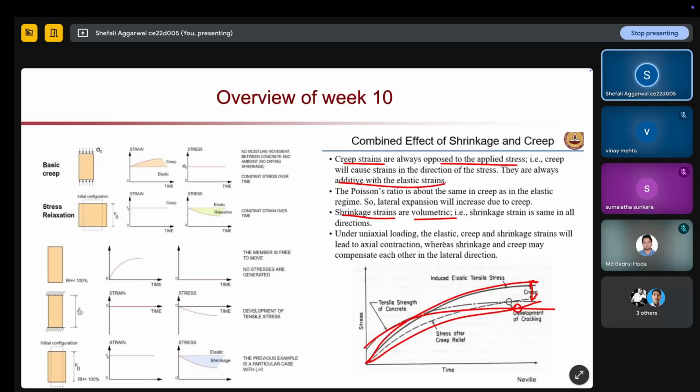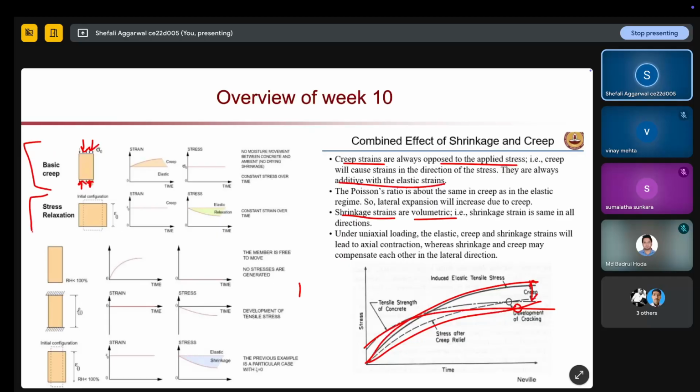Under uniaxial loading, the elastic, creep and shrinkage strain will lead to axial contraction, whereas shrinkage and creep may compensate each other in the lateral direction. So okay, here it is showing. This is your basic creep. If I am putting uniaxial loading, what will happen? If there is no loading here, your material will relax in this direction. There is no moisture movement between concrete and ambient, no drying shrinkage, and constant stress over time. It is the case of basic creep.